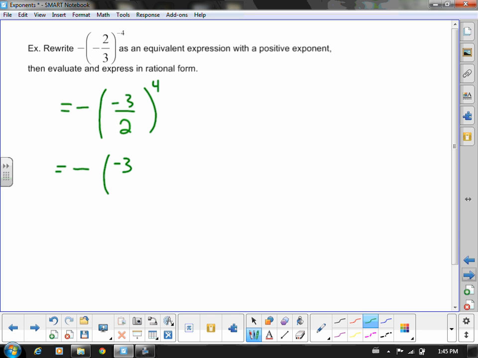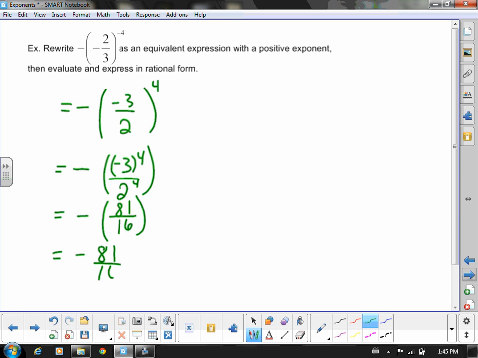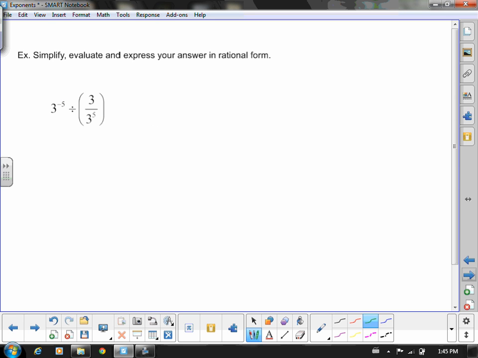So again, that negative on the outside, we're going to end up with negative 3 to the power of 4 over 2 to the power of 4. So we have negative, and then it's going to be 81 over 2 to the power of 4 is 16. So our final answer is negative 81 over 16. Always check to see if something can be reduced, but in this case, it cannot be reduced.